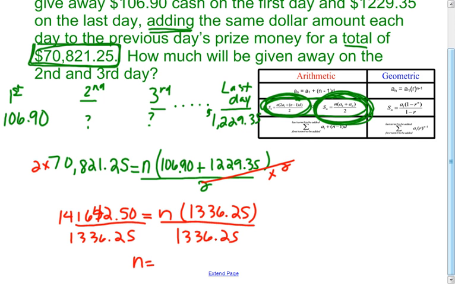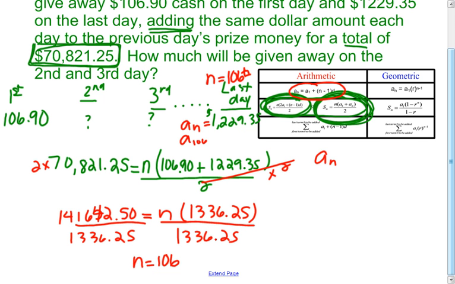And when I do that, I get n equals 106. So all I know now is that this is the 106th day of the giveaway. But that still doesn't tell me how much I'm adding each day. It still doesn't tell me what I need to add to get to the second term, to get to the third term, and so on. So now I'm going to go back and use this formula. My AN is $1,229.35 and my N is 106. This is really A106, which is also AN in this case.